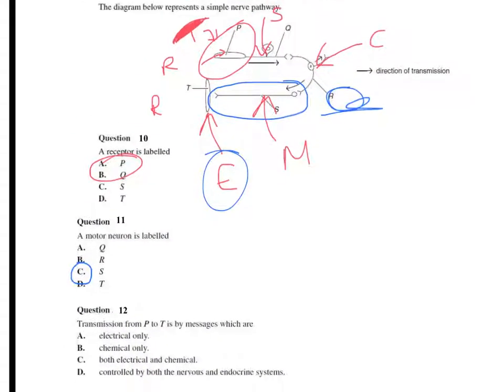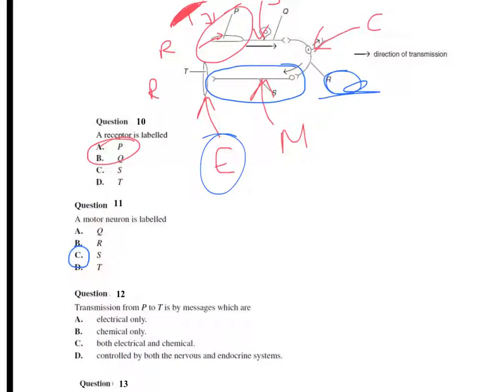Moving down, transmission from P to T is by messages, which are electrical, chemical, both chemical and electrical, or controlled by the nervous and endocrine systems. Well, I think we can straight away cross out this one, because it doesn't really make sense. And then you've got electrical, chemical, or both electrical and chemical. Well, it would be electrical if it was just one nerve. Okay, so if this is just one nerve, then yep, that is electrical down there.